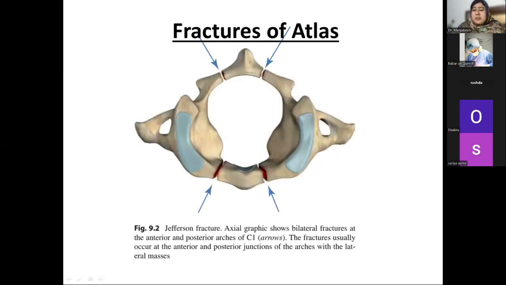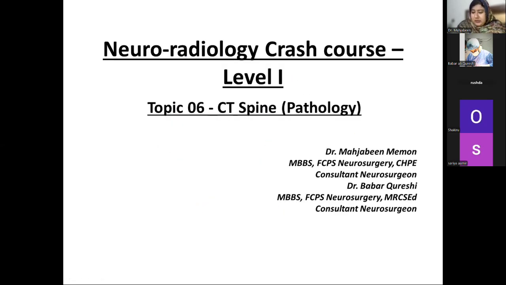Topic number 6, which is spine pathology. And obviously CT scan mostly shows the fractures. So today we'll see fractures on CT spine, and tomorrow on MRI spine we'll see other pathologies.